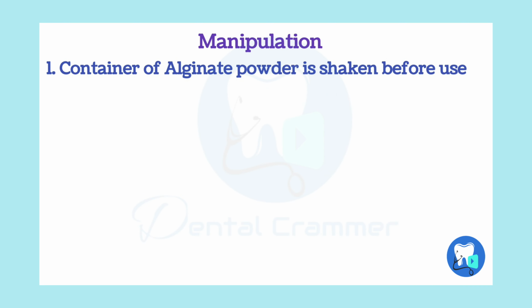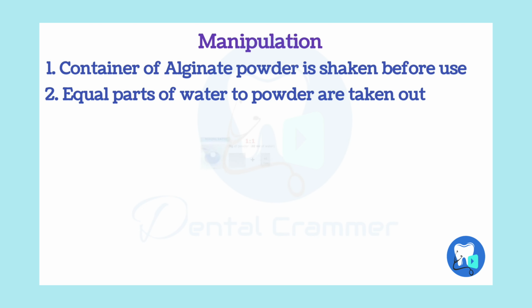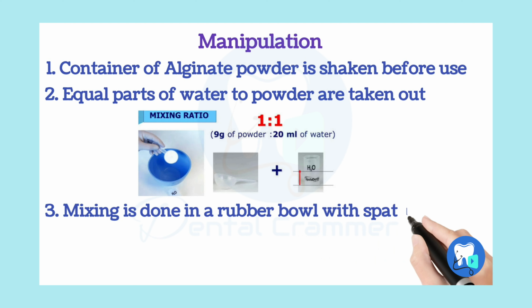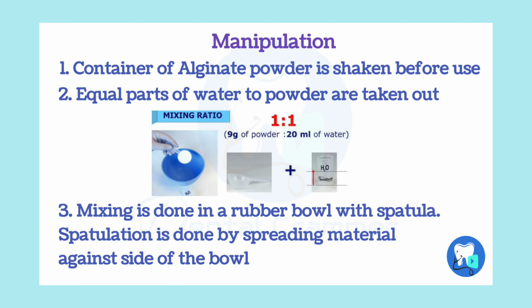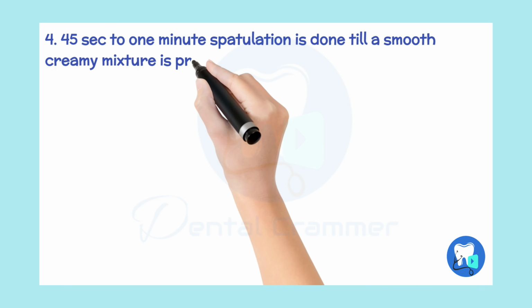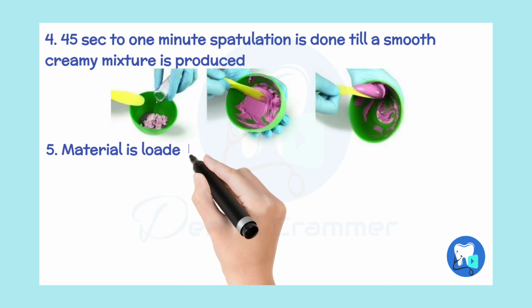Moving on to manipulation of alginate, the container of alginate containing powder is shaken well before use. Equal parts of water and powder are taken out. Mixing is done in the rubber bowl with the spatula, and spatulation is done by spreading the material against the side of the bowl. 45 seconds to 1 minute is the spatulation time and is done till a smooth creamy mixture is produced.